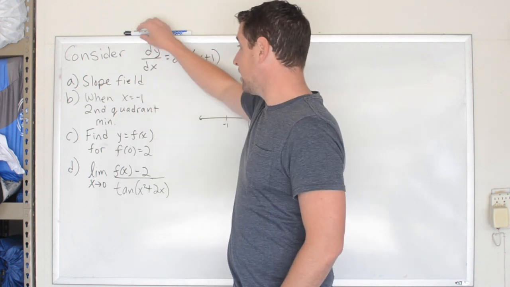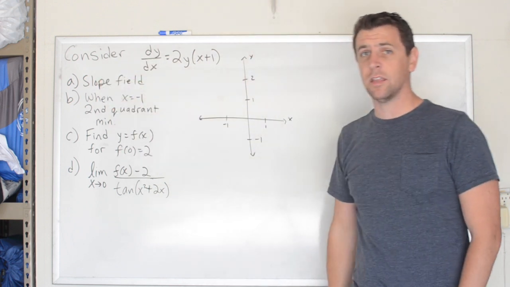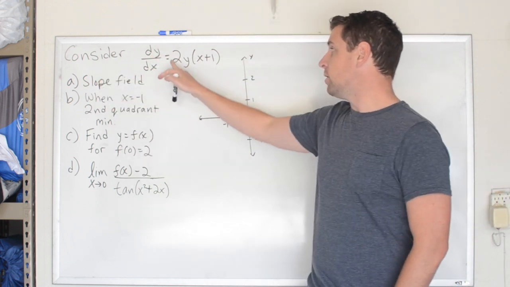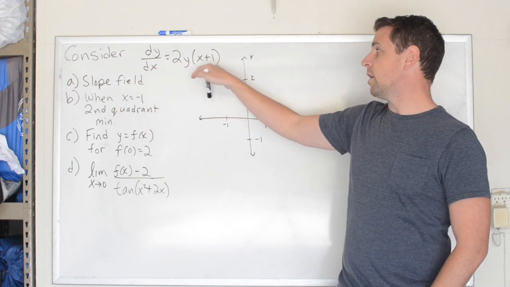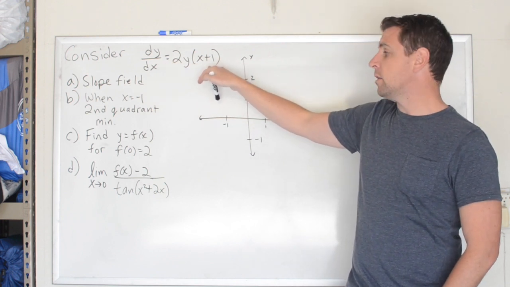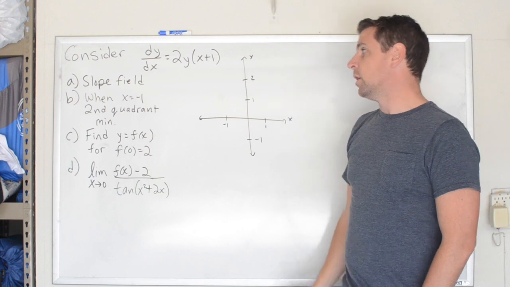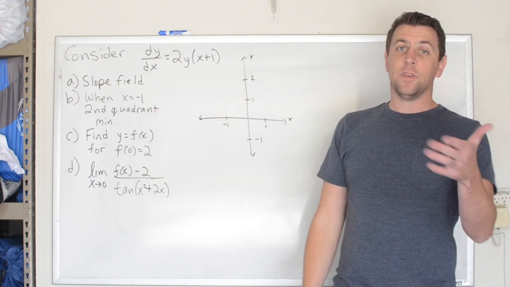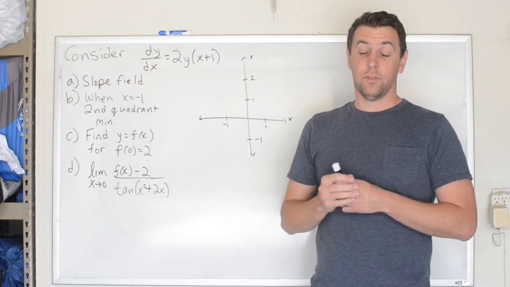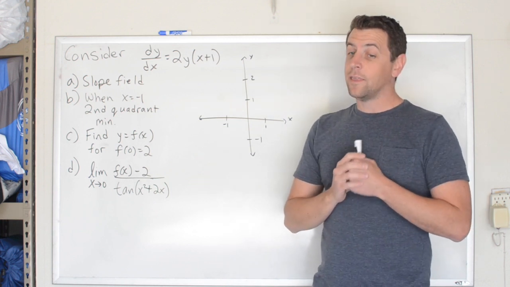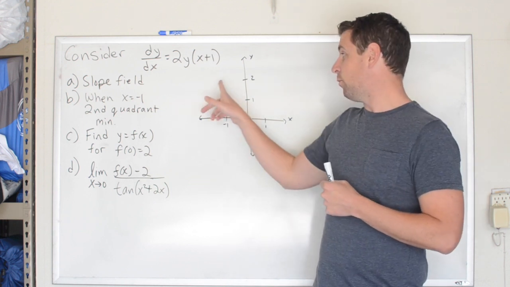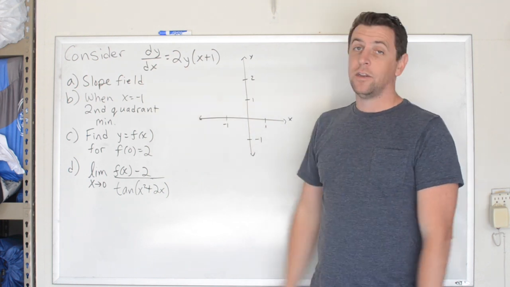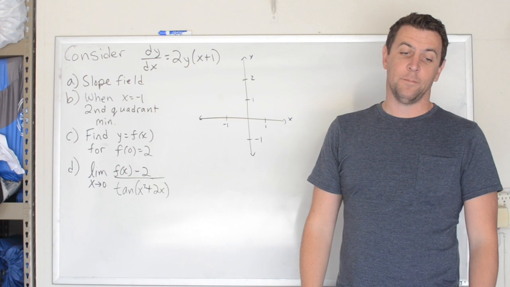The problems you guys had today, so we had to consider this differential equation: dy/dx is equal to 2y times (x plus 1). And on that, it's asked us to do 4 different things. It's asked us first in part A to create a slope field. This is by far the easiest part of all of these problems. Creating a slope field literally means, for all 12 points on here, we need to put in the x and the y value here and determine what our slope looks like.